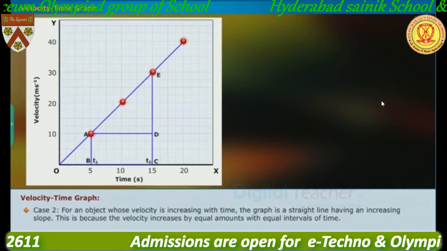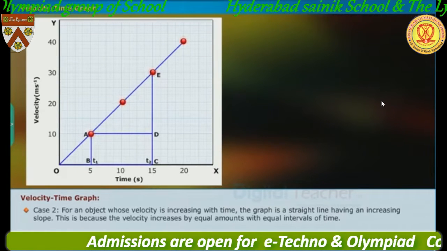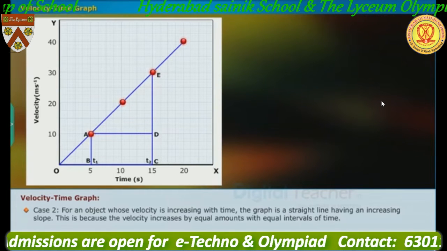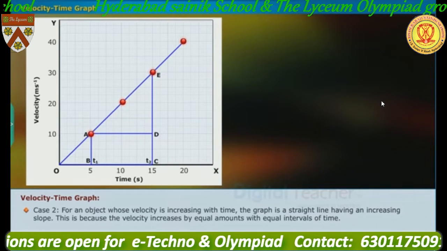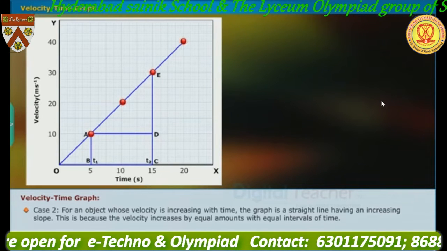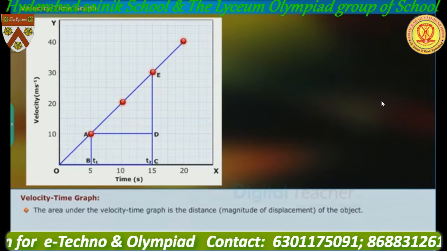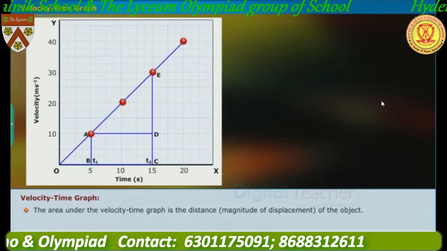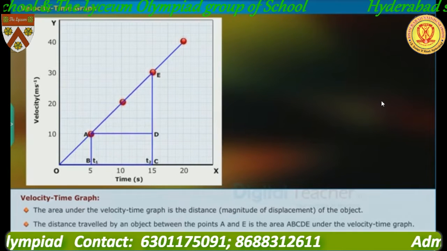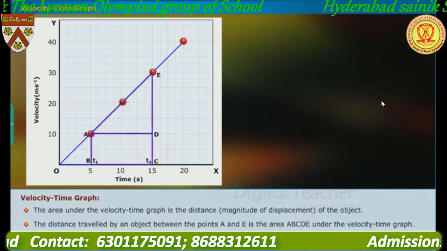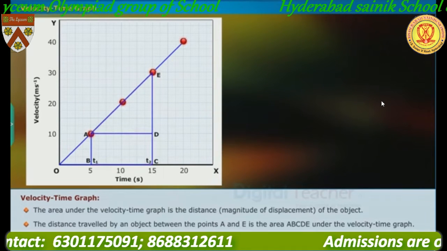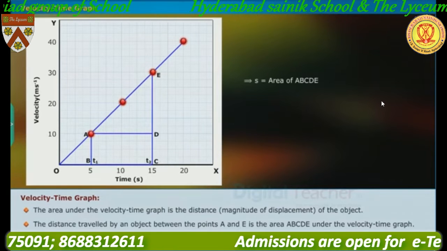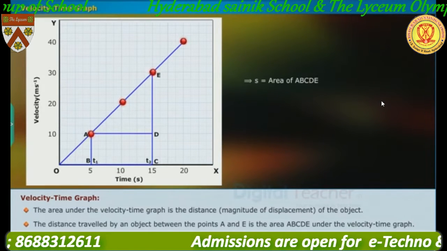Case 2. For an object whose velocity is increasing with time, the graph is a straight line having an increasing slope. This is because the velocity increases by equal amounts with equal intervals of time. The area under the velocity time graph is the distance, that is, magnitude of displacement of the object. The distance travelled by an object between the points A and E is the area ABCDE under the velocity time graph. It implies S equals area of ABCDE.